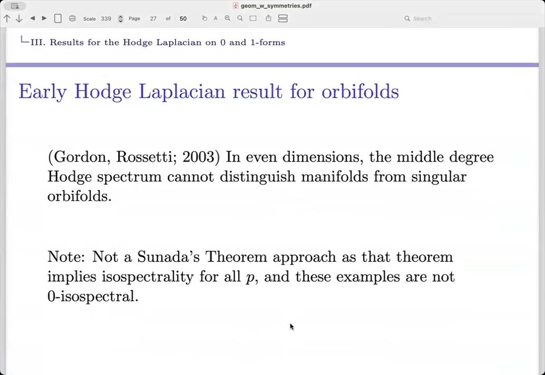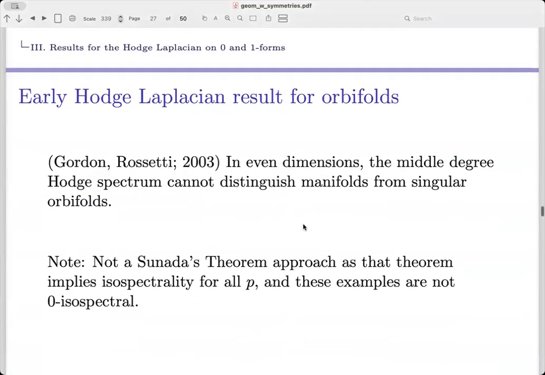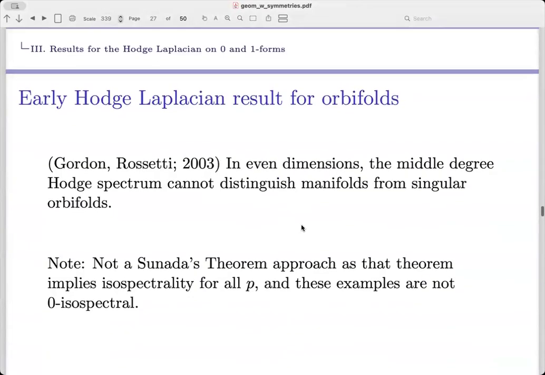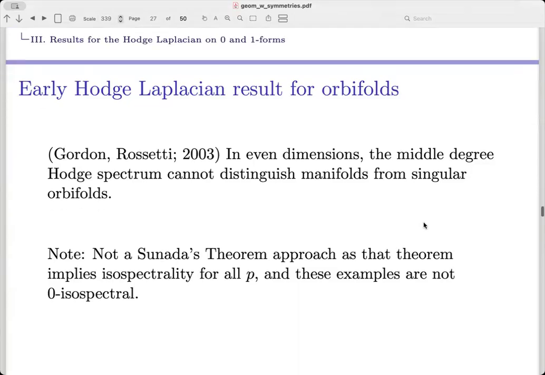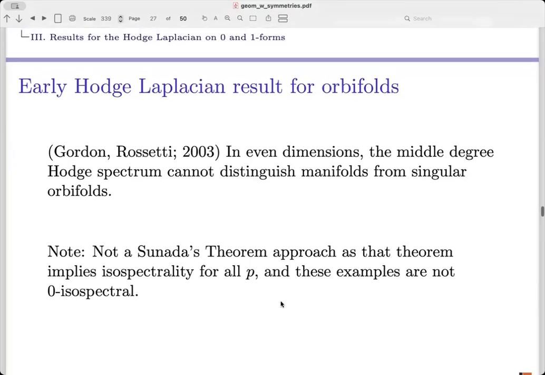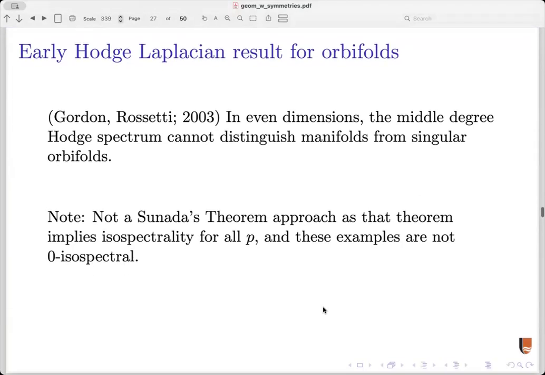One early result using the Hodge Laplacian on orbifolds was by Gordon and Rossetti in 2003. And they showed that if you're in an even dimension, the middle degree Hodge spectrum, so that's half of the even dimension, that middle degree Hodge spectrum can't distinguish manifolds from singular orbifolds. This is a negative result. You can't hear the singular set in these examples. And for those who are curious, it's not a Sunada theorem result because they don't get isospectrality for all p. These examples that they create are not isospectral on functions.